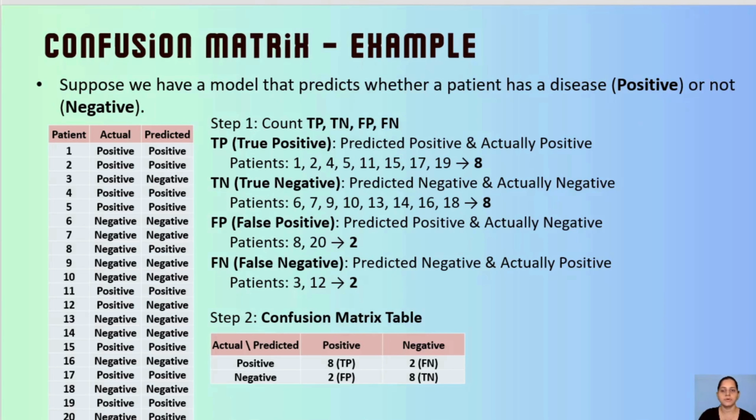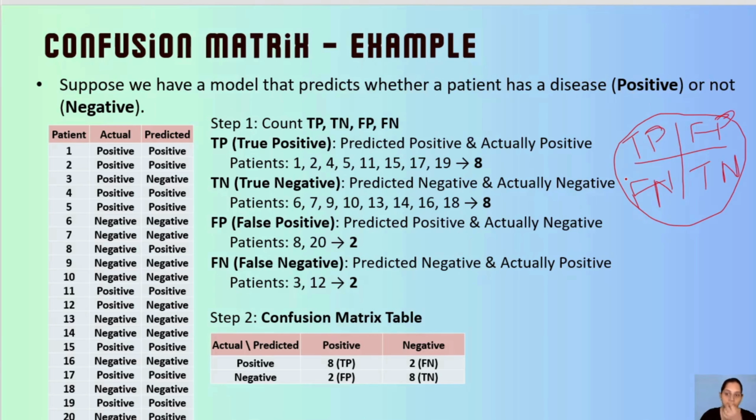Just to remind you, this is how your quadrants look. This is false positive, true positive, false negative, true negative, right? Just remember this table. This is going to be your life. This is your false positive, true positive. Now, we will see how we are calculating.